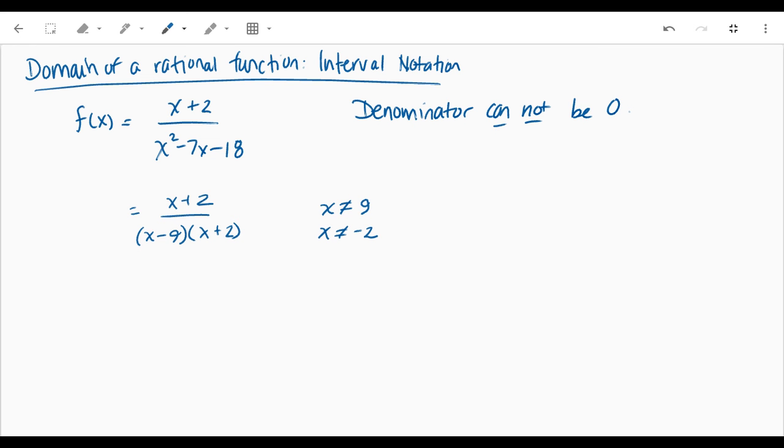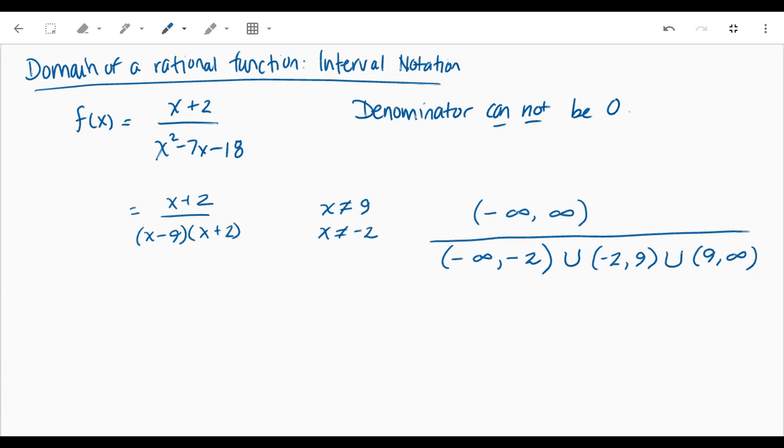All right, so then when we write this, we want to use interval notation. If it were all real numbers, we'd go negative infinity to infinity. But the fact is that we need to leave out 9 and negative 2. So we want all the numbers up to negative 2, but not including negative 2, and then from negative 2 to 9, and then from 9 to infinity. We put the little union symbols in between those to show or. So there's your final answer. Just make sure you put it in interval notation like that.